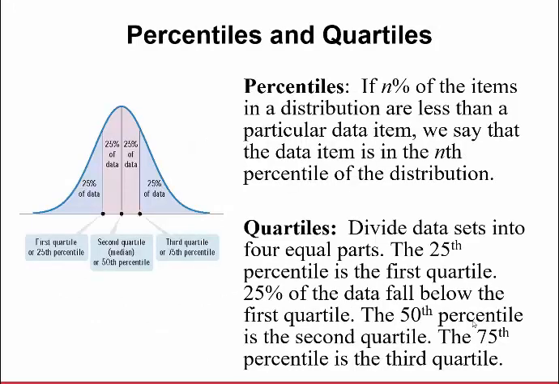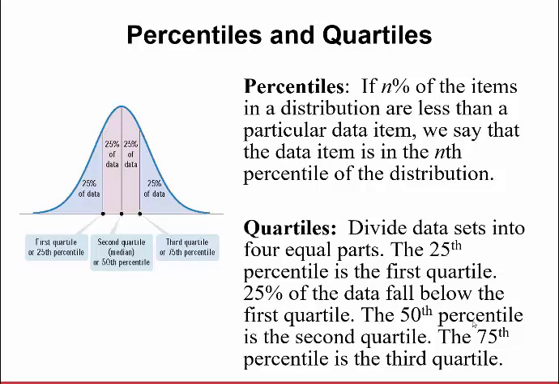All right, let's talk about percentiles and quartiles now. Percentile: if n% of the items in a distribution are less than a particular data item, we say the data item is the nth percentile of the distribution. For example, if somebody says they are in the 90th percentile, that means 90% of people scored below them on that particular test, or whatever they're talking about.